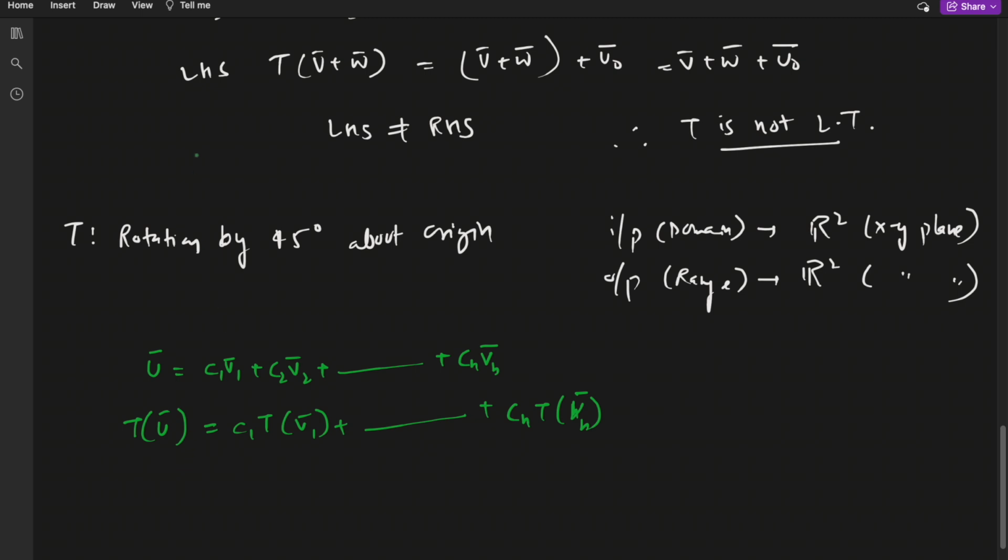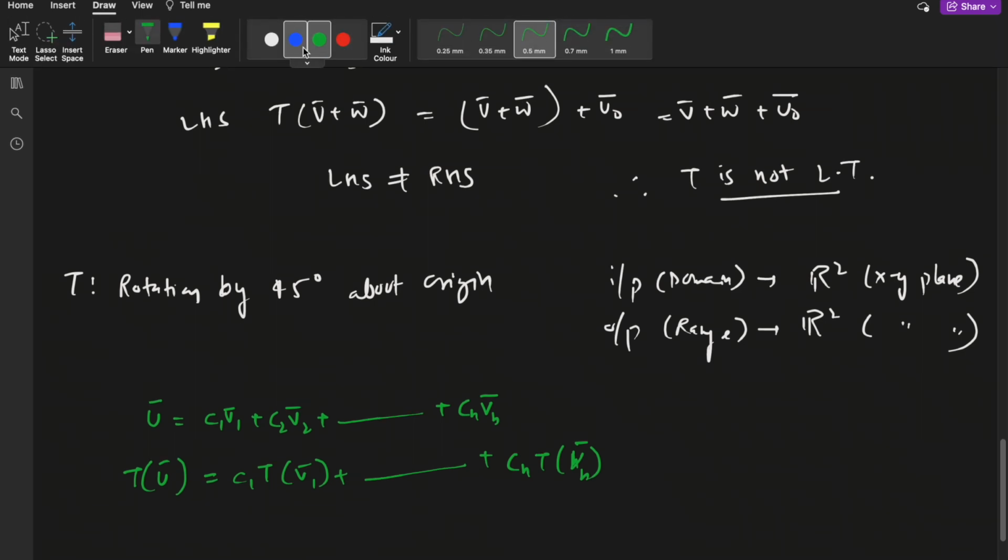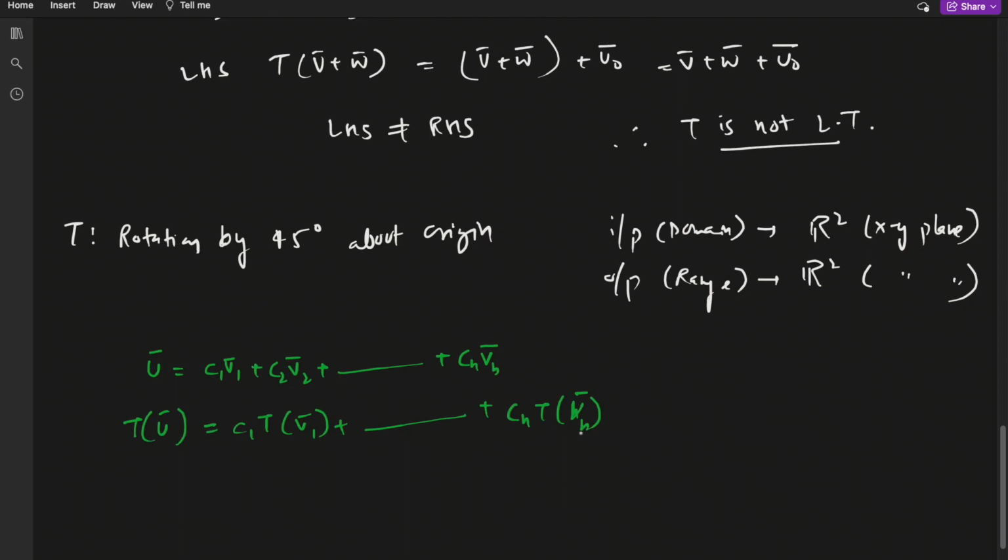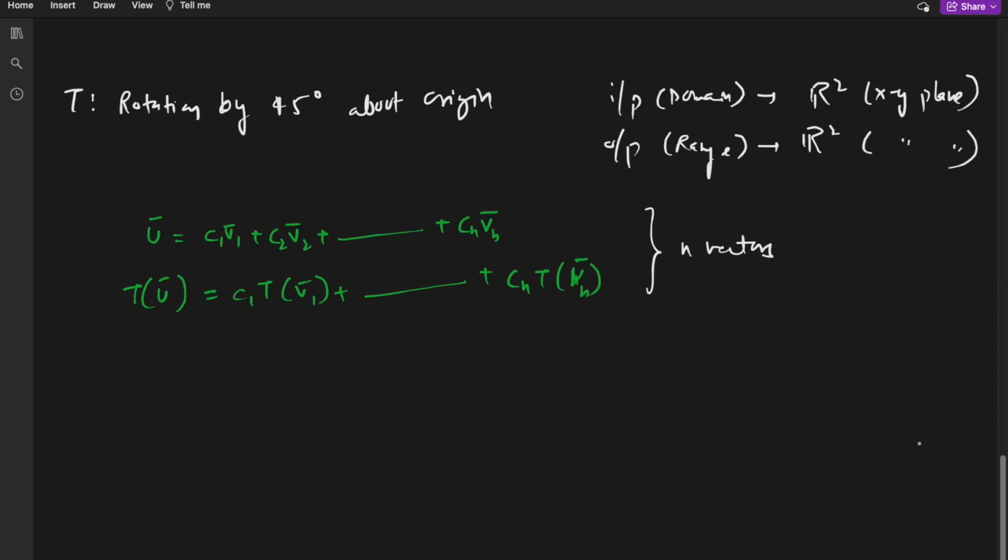So we see that this linearity property extends to any number of vectors, not constrained to 2 vectors or 3 vectors. This extends to any number of vectors, n vectors, right? So this is the generic linearity property.